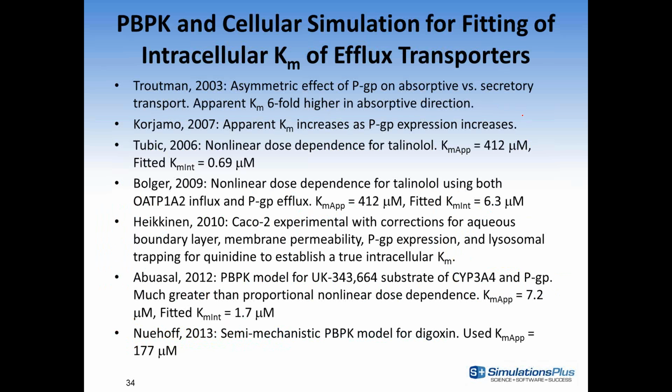Now we change gears again, and we're going to look at some of the literature that's been developed with regard to both PBPK in vivo simulations and cellular simulations for the fitting of intracellular Km of efflux transporters. This article by Troutman and Thakker in 2003 observed an asymmetric effect of PGP on absorptive versus secretory transport. If we put the drug on the apical side of a Caco-2 experiment and look at the apparent permeability, that's going to be different than if we apply the drug to the basolateral side.